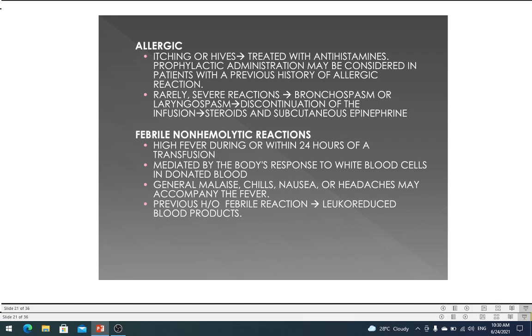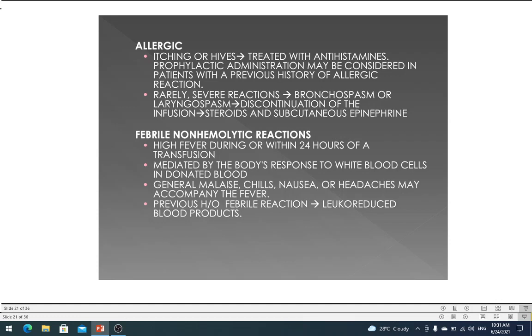The other reaction that you can have is febrile non-hemolytic reaction. Here I am underlining the word non-hemolytic. You can get fever in hemolytic reactions, which is much more severe. Not the fever, but the problem that the patient has is much more severe. I'll come to that later. Anyway, febrile non-hemolytic reactions usually take place within the first 24 hours after a transfusion.